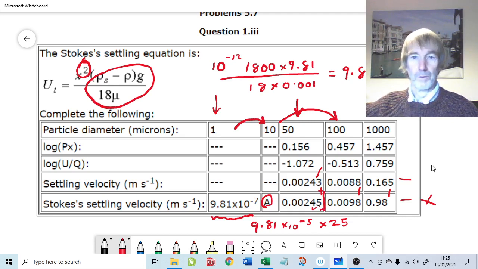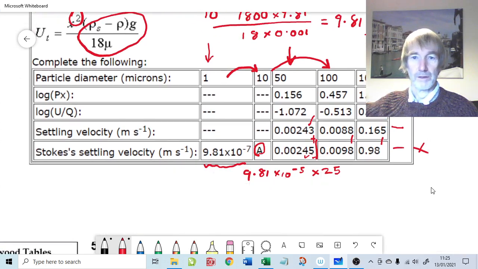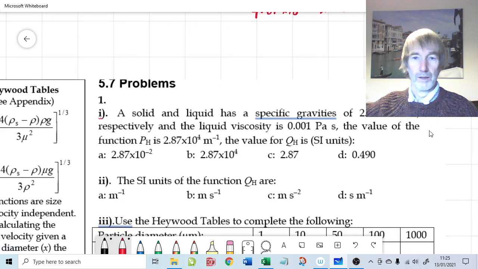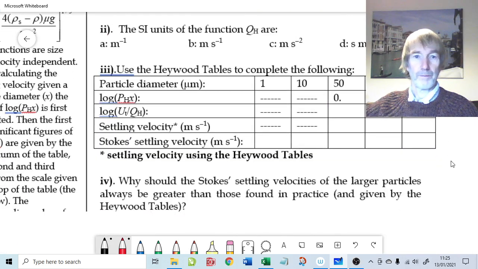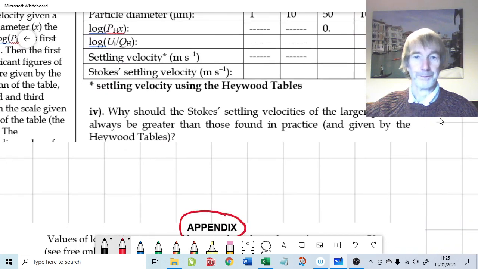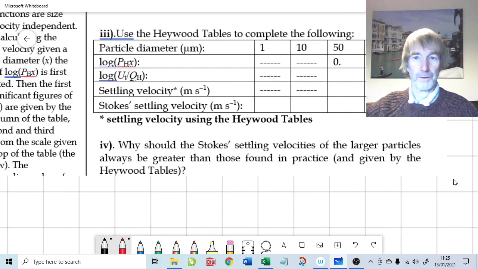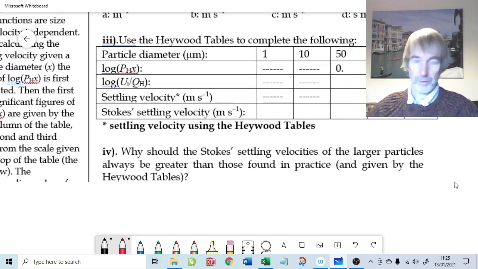Okay, so that's our complete table that's filled out. I've sort of jumped around a little bit here into the Stokes and the Haywood tables and into the Stokes and the Haywood calculated settling velocities. But the takeaway message is that Stokes is a fantastically simple equation. Use it by all means, but do check the particle Reynolds number.